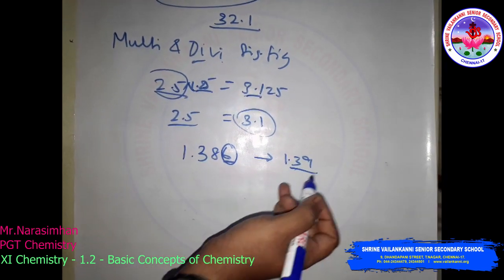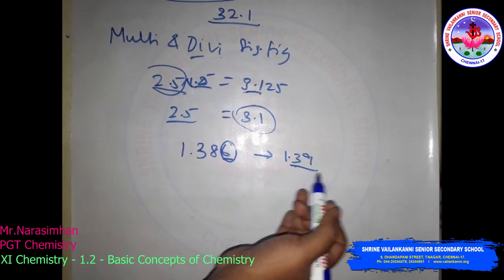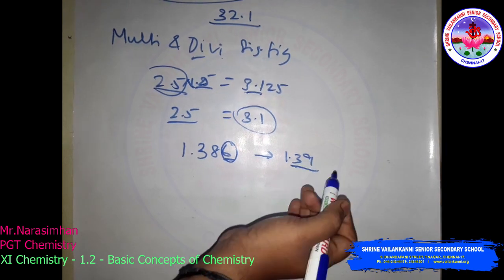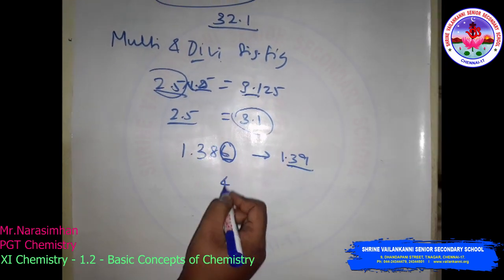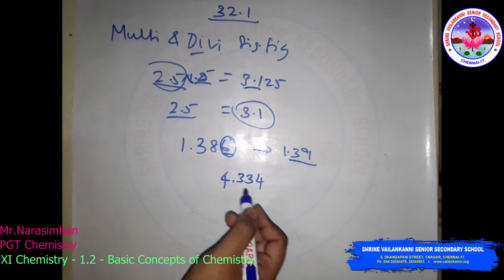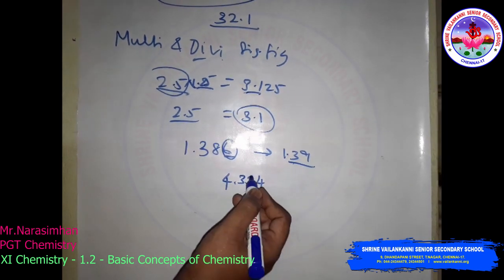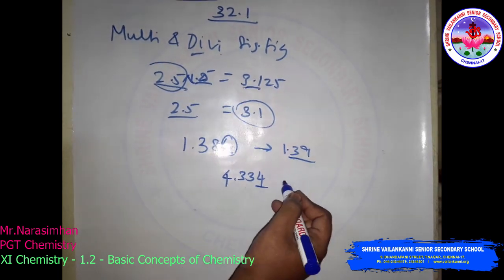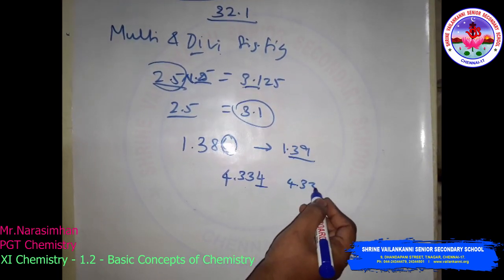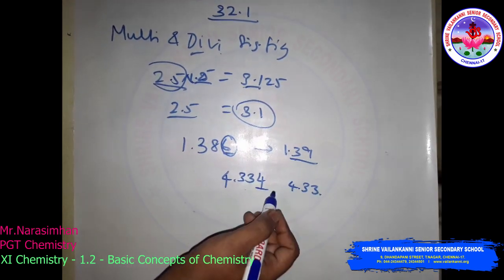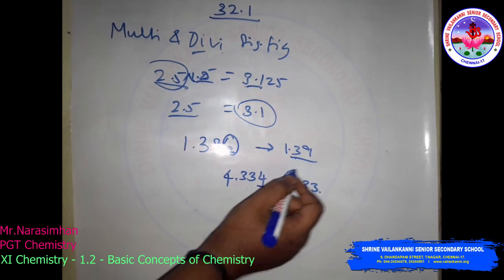If the rightmost digit to be removed is less than 5, the preceding number is not changed. That means you cannot change that value, not minus 1. For example, 4.334. So you have to write the original value only. You can remove that 4 and just write 4.33. More than 5 only, you have to add the round-off value, and less than 5 means this is the round-off value.